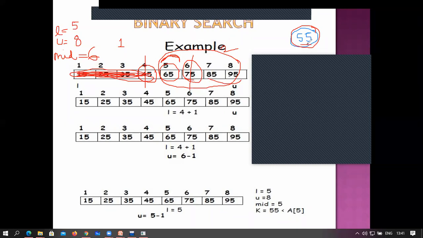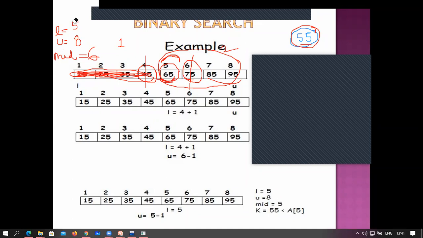Now, Ajit, you will check the left subarray or right subarray. 55 is lesser than 75 or greater than? Ma'am, less than. Okay, lesser than, so that means your 55 can't be on the right side of 75. It may be on the left side. Fine. Yes, Ajit? Yes, ma'am. Okay.